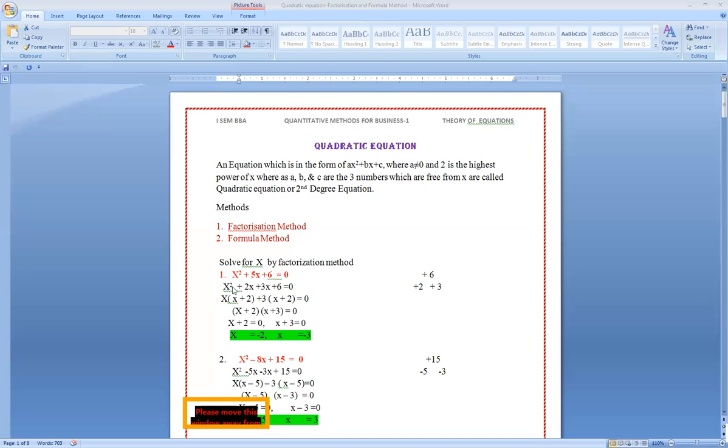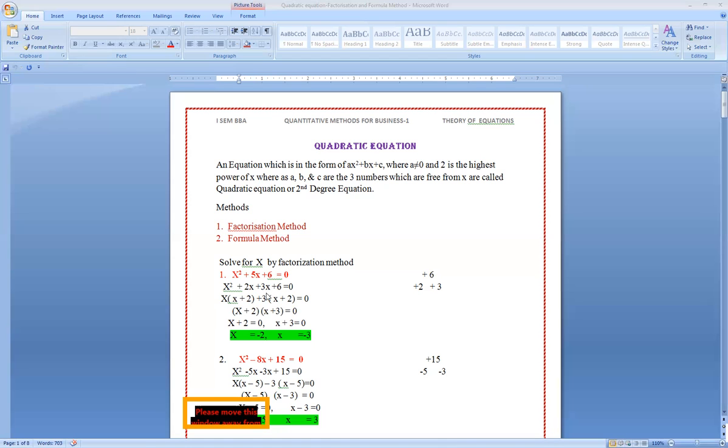Now we write x square plus, instead of 5x, we write 2x plus 3x, since 2 threes are 6 and 2x plus 3x becomes 5x. We split the 5x into two terms, one is 2x, another one is 3x, plus 6 as it is, equals 0. Now we take x common. Then the remaining will be x 1s are x, and 1 2s are 2. If x is common, x plus 2 will be there.